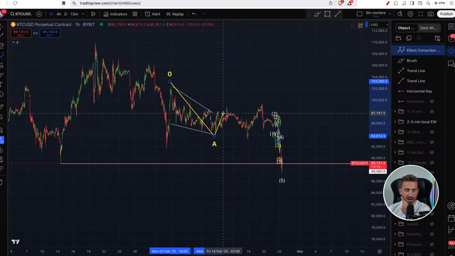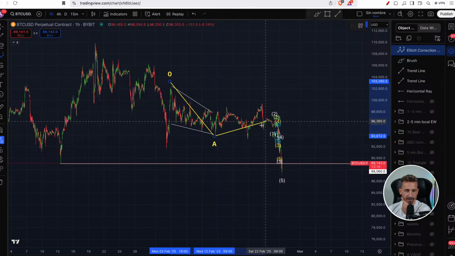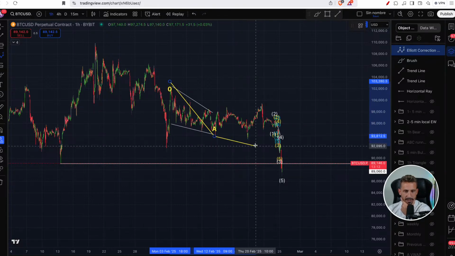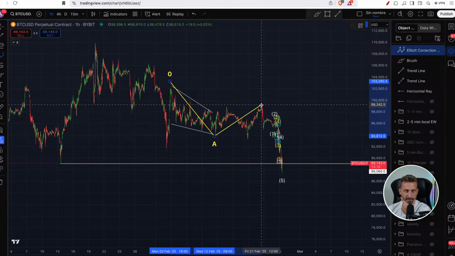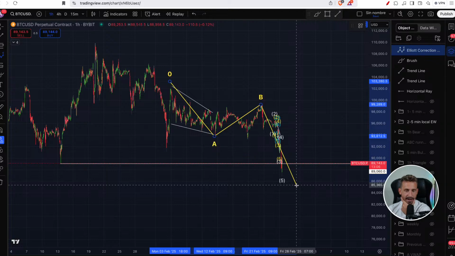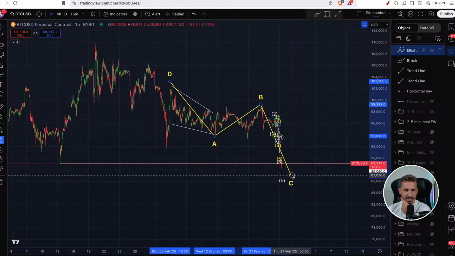This is no impulse. There's no trending market. It's a sideways range. So it's corrective. This is corrective. All of this is corrective. It's sideways momentum. This is where we are at right now. When is this going to finish to get the recovery? Is it already finished?